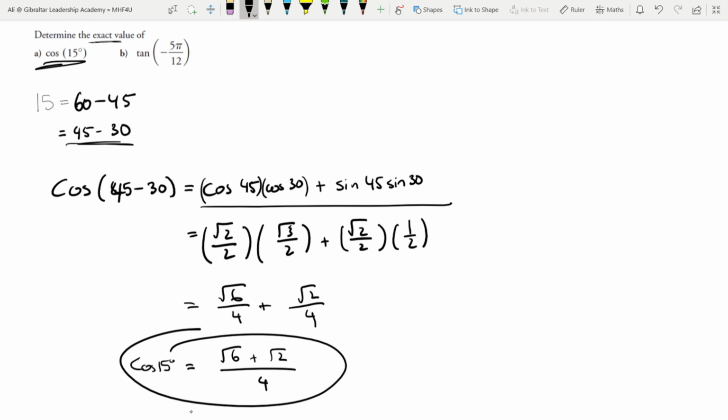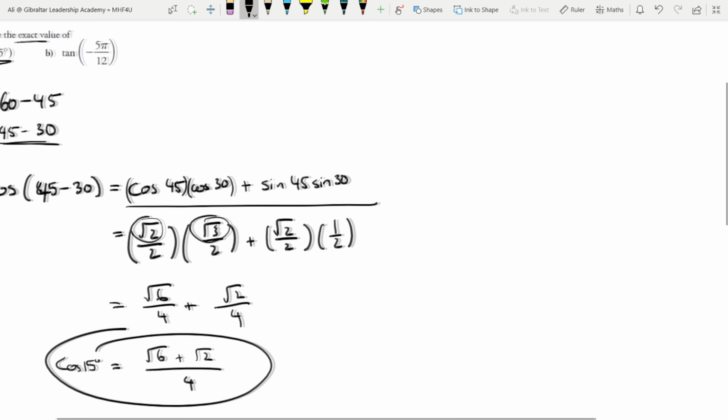Now understand that we could easily have done 60 minus 45 and it would have given us the exact same answer. It's root 6 plus root 2 over 4. This will require some practice because it really does require you to be able to work with radicals. When you have square root functions, how do you combine them? And how do you, in certain situations, rationalize your denominator? Meaning you want to be able to get rid of the radicals or square root numbers that are in your denominator. Let's go to B.